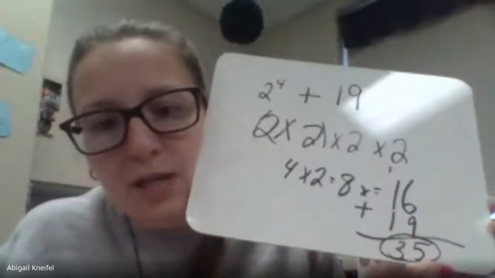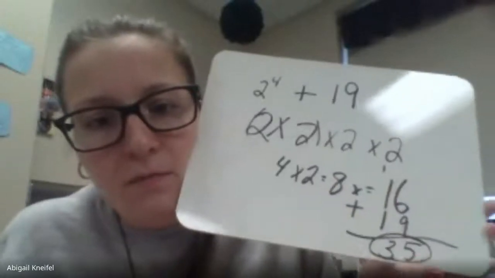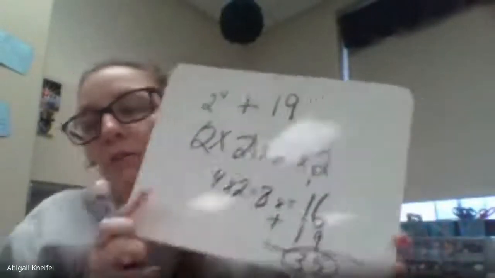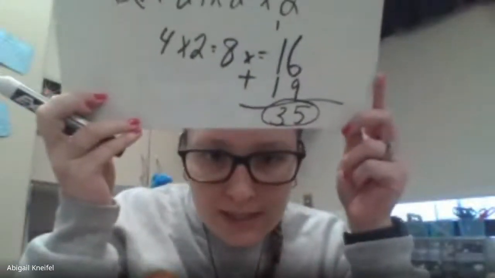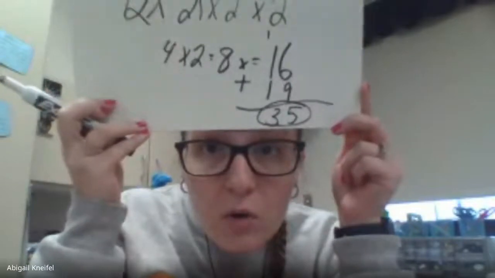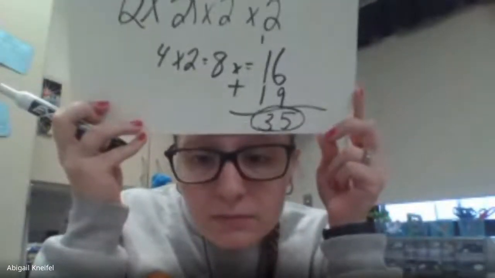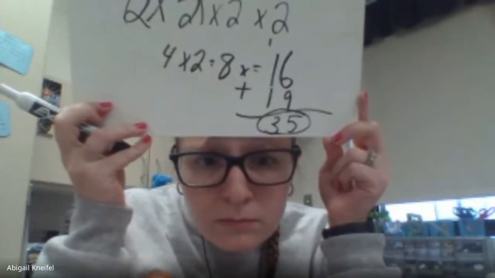Show me your boards. Give me thumbs up. Show me how you did. Remember, it's okay if you didn't get it right. The point is that you know where you made your mistake. That is what is important. We need to know where we're making our mistakes. So 2 to the power of 4 is 2 times 2, which is 4, times 2, which is 8, times 2, which is 16. So 2 to the power of 3 is 8, but 2 to the power of 4 is 16.